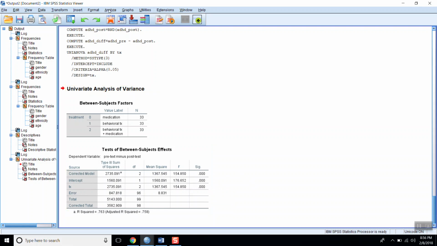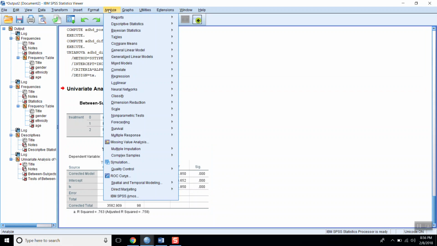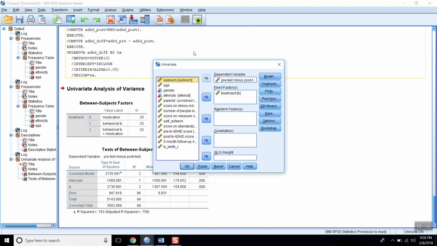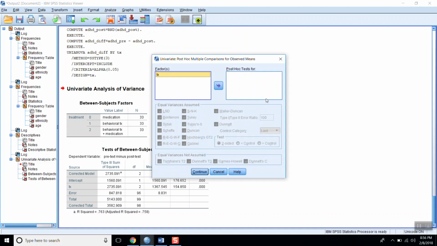Anybody? This is the easy one. So same thing we just did. Then hit post hoc. Under factor, it says treatment. Remember, factor means independent variable. Put it over, hit the little arrow and put it under the thing that says post hoc tests for.